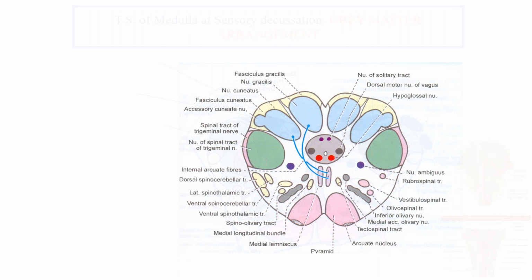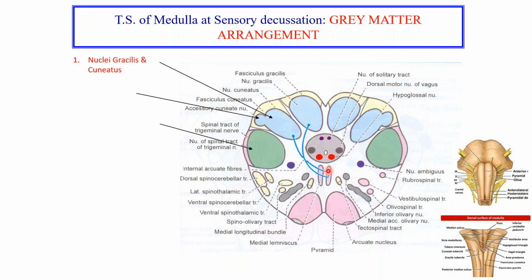So this is how you have to draw this diagram. Let us see what gray matter arrangement is seen at this level. The nucleus gracilis in the medial plane, and laterally the nucleus cuneatus. There is one more nucleus, the accessory cuneate nucleus. Remember the cuneocerebellar pathway we did along with the posterior spinocerebellar, which was coming from the accessory cuneate nucleus. This is that accessory cuneate nucleus, which is attached to the cuneate nucleus. Then this is the nucleus of the spinal tract of the trigeminal nerve that you have to draw. Then the nucleus ambiguus: at this particular level, you have to draw this nucleus ambiguus.